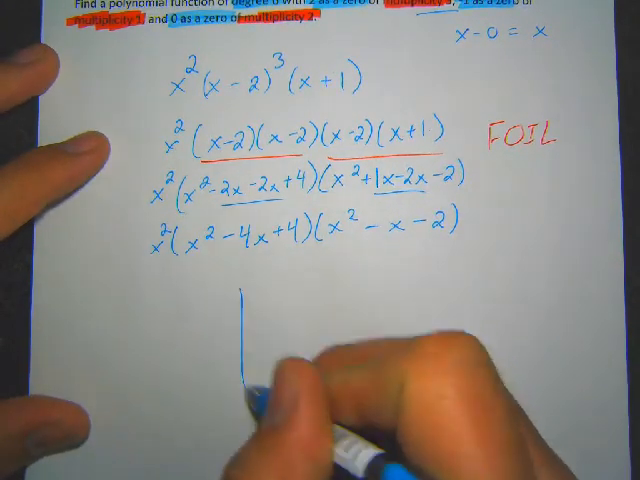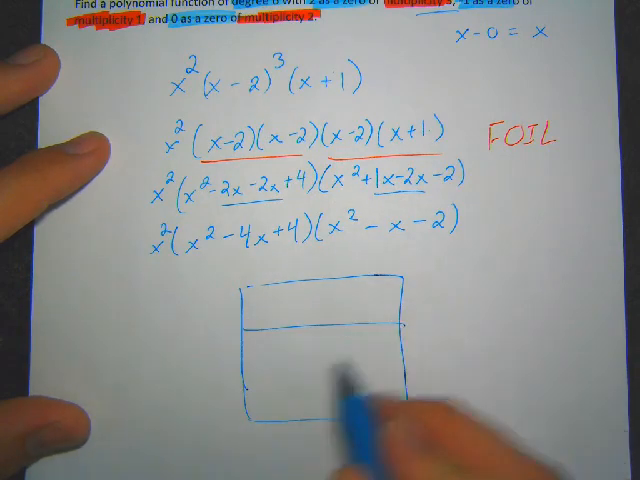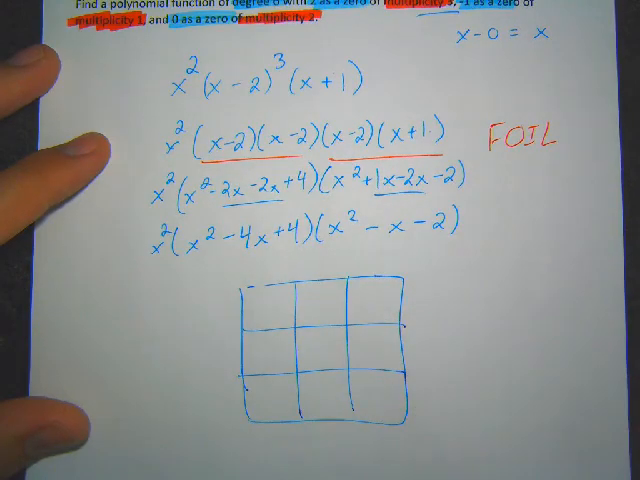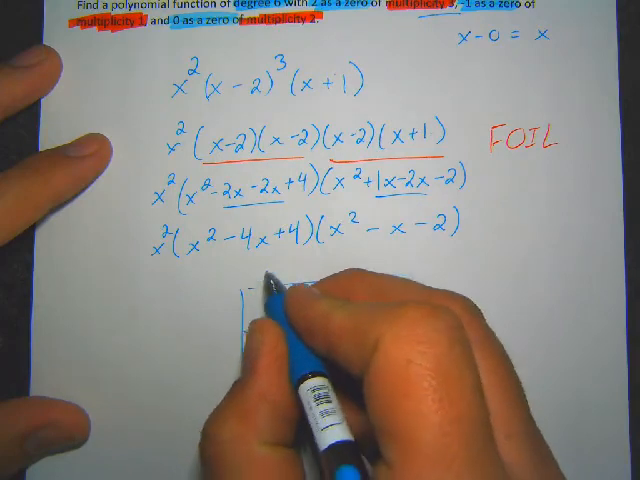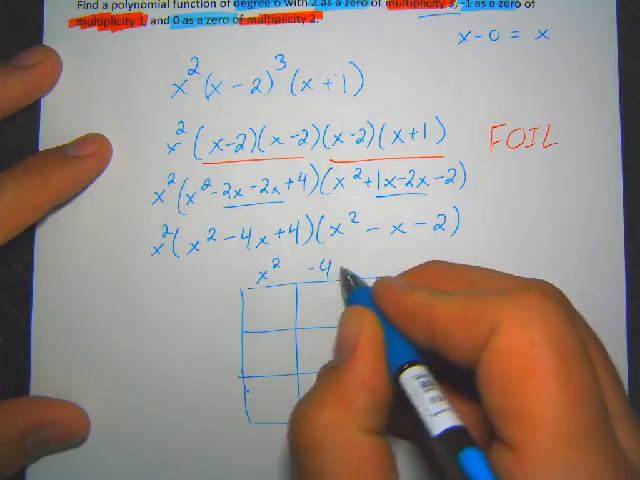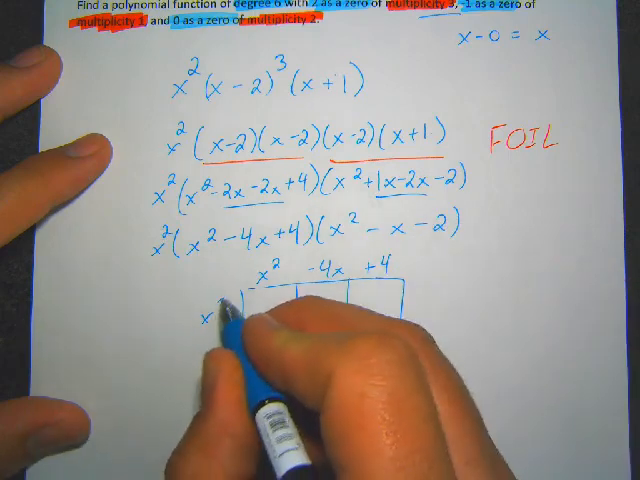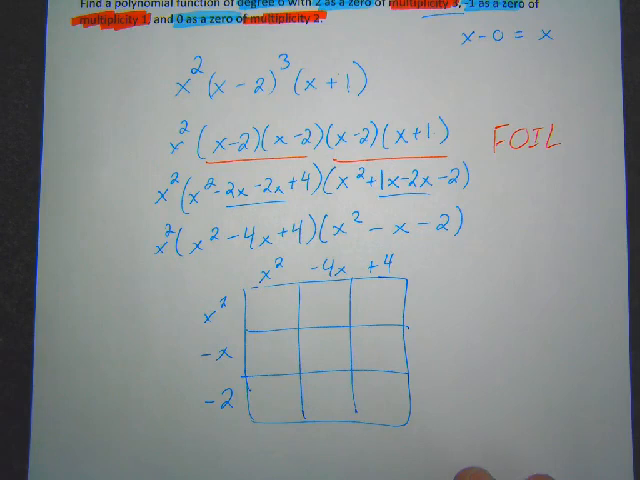So the box method, I'm just going to make a big box. And I'm going to make this a 3 by 3 box because each of these polynomials has 3 parts. I'm going to put one of these on the top and one of these on the side. I'm going to do x squared minus 4x plus 4 along the top. I'm going to put the x squared minus x minus 2 along the side. And this is just going to help me remember to make all those multiplications happen.